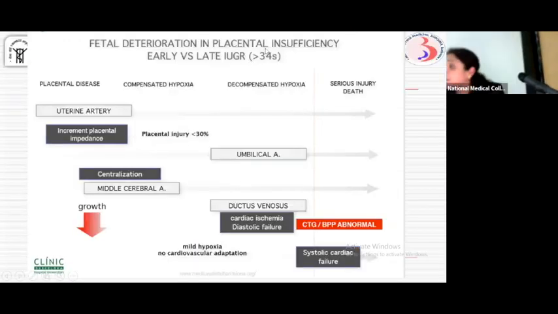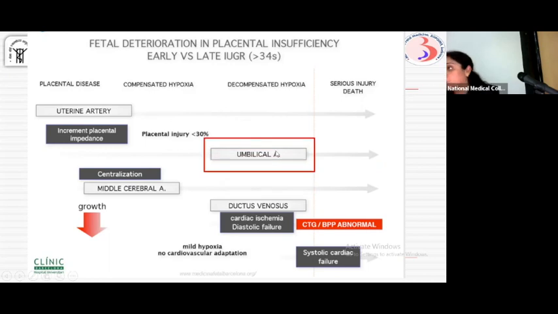Whereas in case of late onset FGR, that is more than 34 weeks, the only difference is that since the insult occurs so rapidly, there is very poor time for compensation, and usually we get umbilical artery abnormal in decompensated hypoxia. And that is the time where there can be an unexplained fetal death or stillbirth.